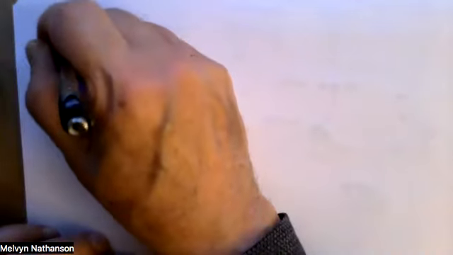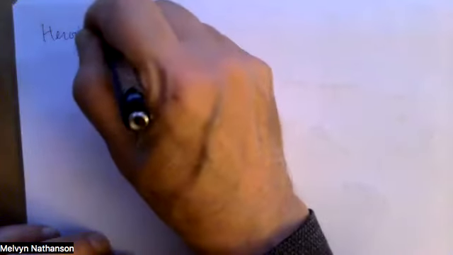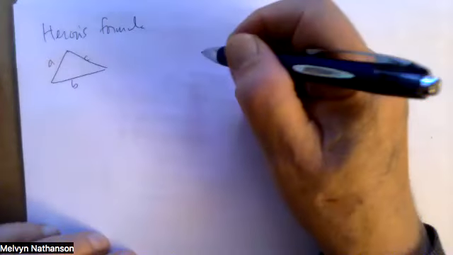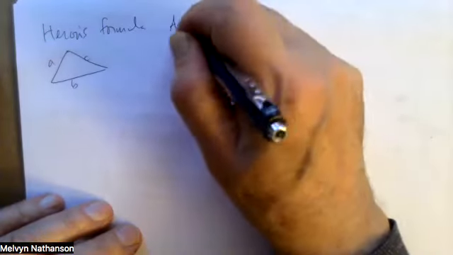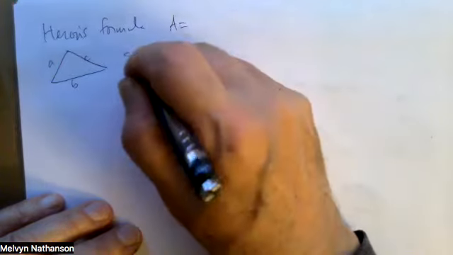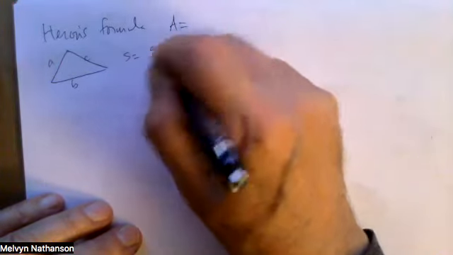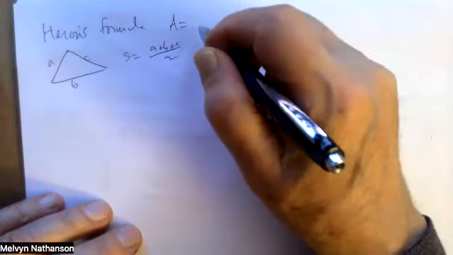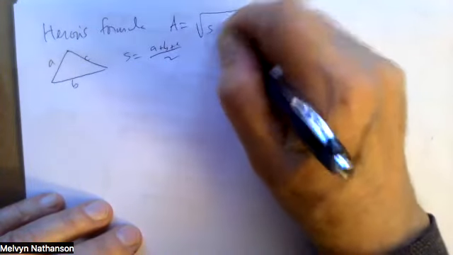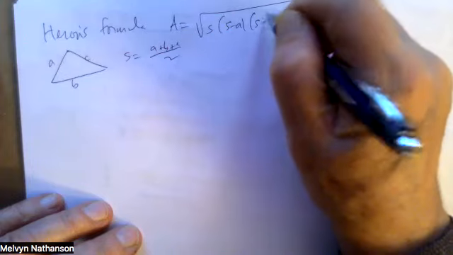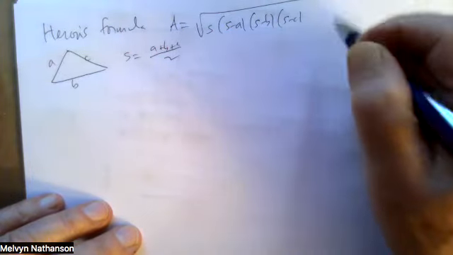Okay. All right. Let's go back to Heron's formula. You have a triangle with sides A, B, and C. The semi-perimeter S is A plus B plus C over 2. The area is the square root of S times S minus A times S minus B times S minus C.